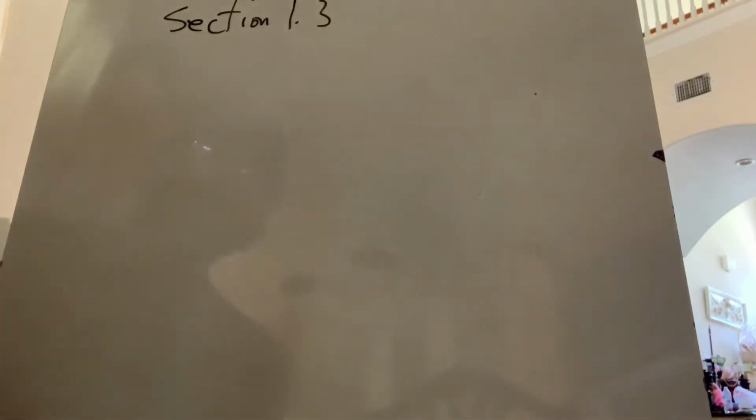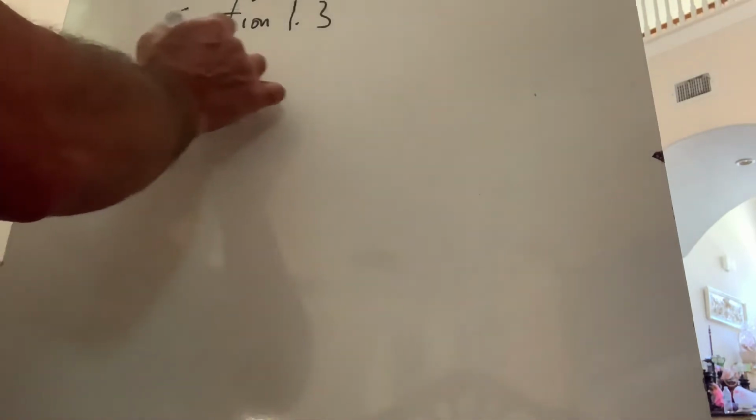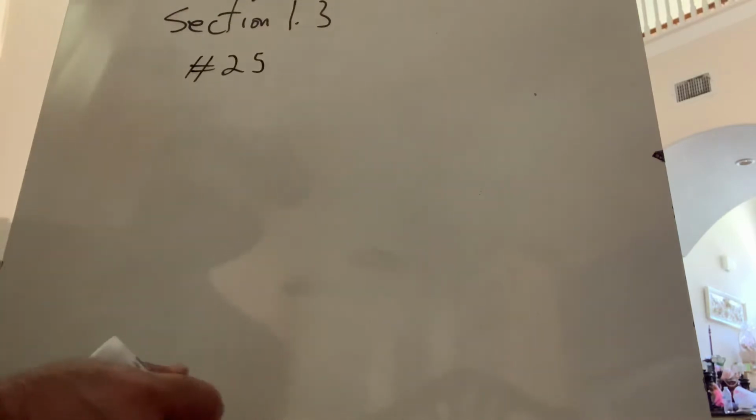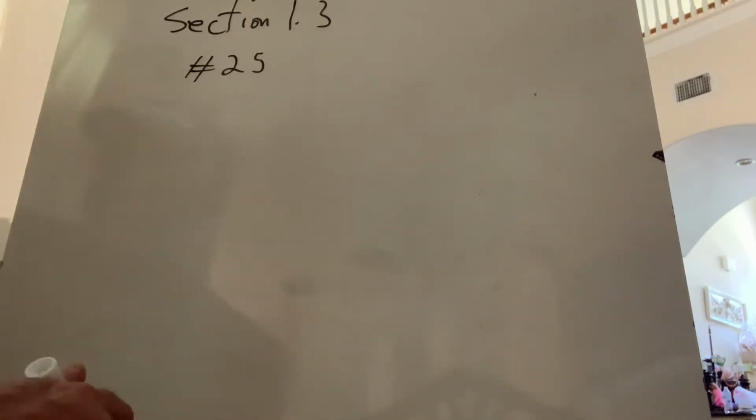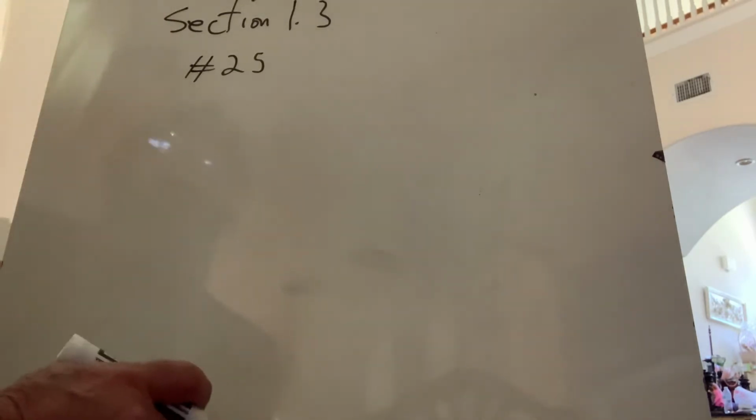Right, guys, we have the next problem on section 1.3. This is problem number 25. It's actually going to involve a little bit more algebra, but it's exactly the same concept as the problem in problem 29. And the reason it's going to involve a little bit more work is because we have a square, which is a quadratic function instead of a linear function.